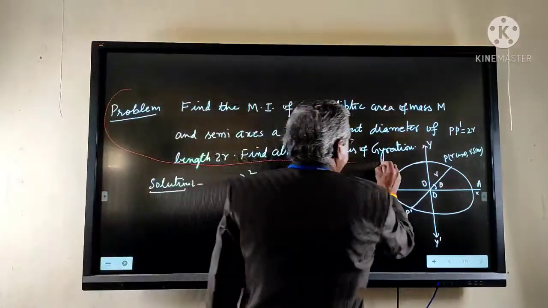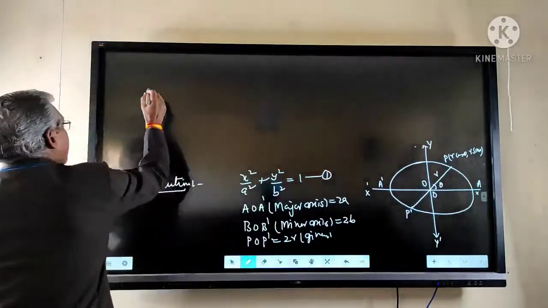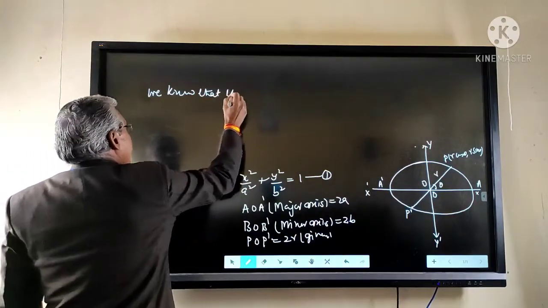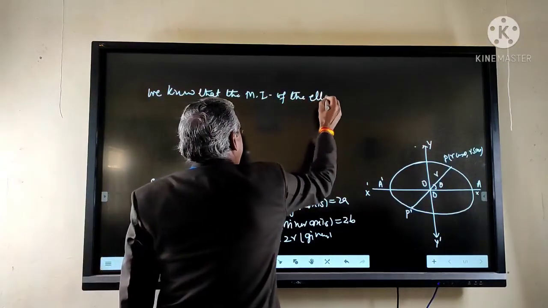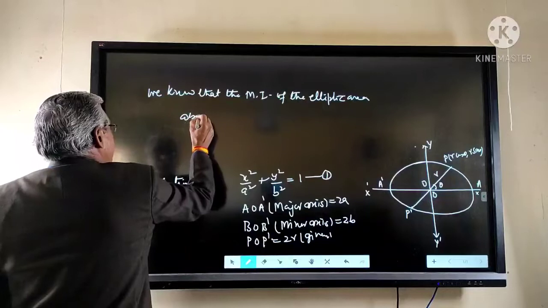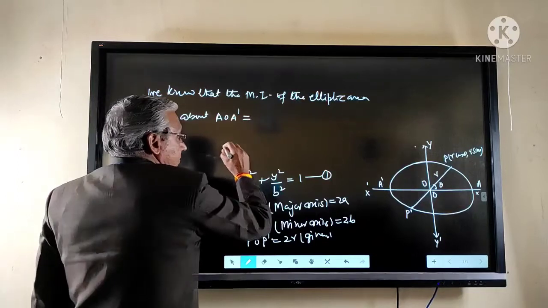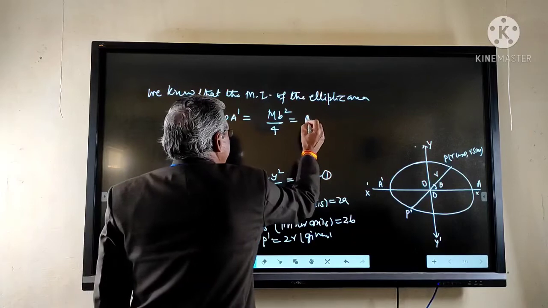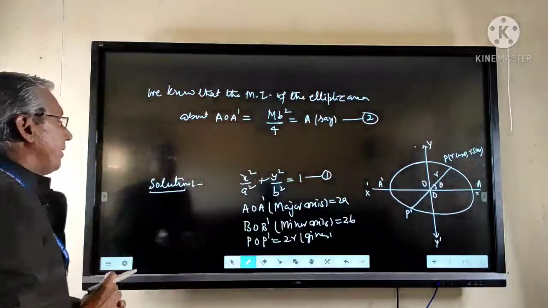We know that the moment of inertia of the elliptical area about its major axis AOA dash equals, this is m b square by 4. Suppose it is denoted by A.